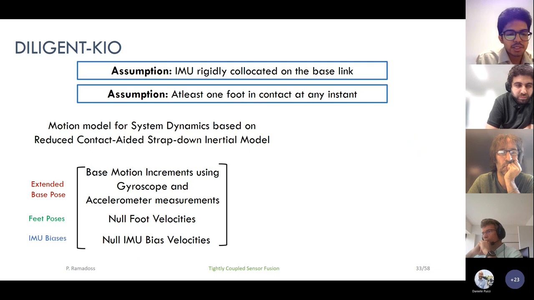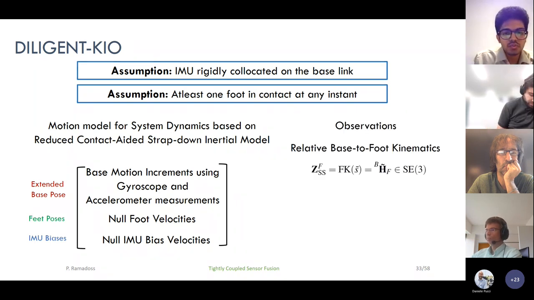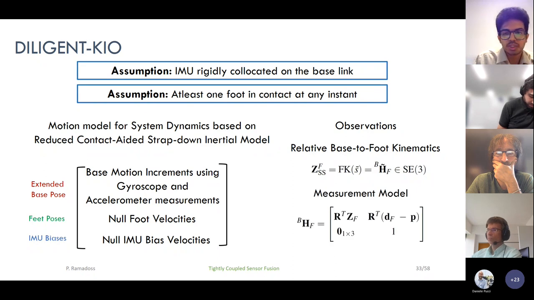We assume that the IMU biases are affected by slowly varying dynamics, and we assume zero velocities for the motion model, affected by additive white Gaussian noise again. For the measurements for the Dilligent KIO, we fall back to the classical relative base to foot kinematics, but now the measurements are expressed as evolving over a group of rigid body transformations. And during double support, we stack two SE(3) objects together to get the relative poses of both the feet with respect to the base.